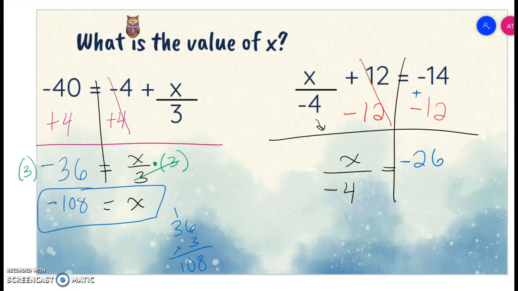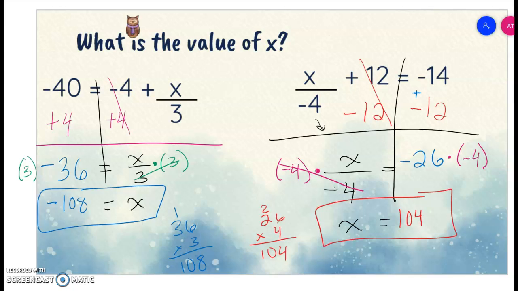And again, last step, my x is not by itself at all, so I need to do the opposite of division, which would be multiplication. And how you know what to multiply or divide both sides by to get x by itself is whatever's attached to it. This is attached to a -4. This one was attached to a 3. So we're going to get rid of them. Negative times a negative we know is a positive. So I'm going to multiply 26 times 4. And I get 104 for my x.